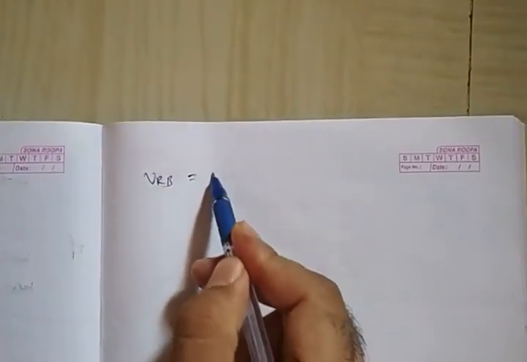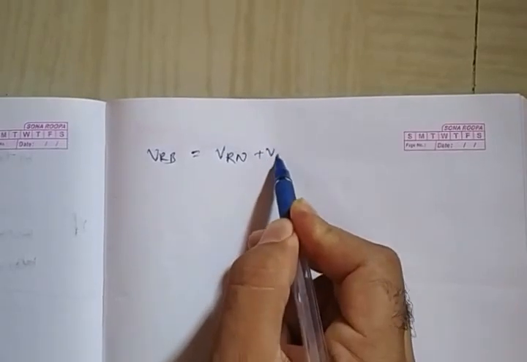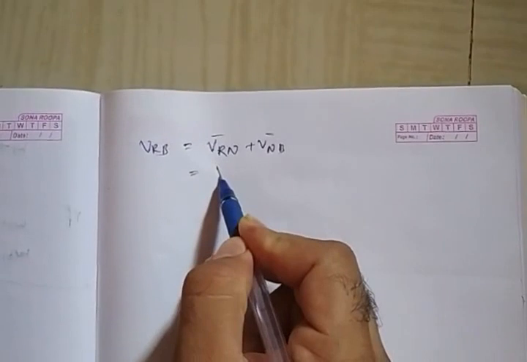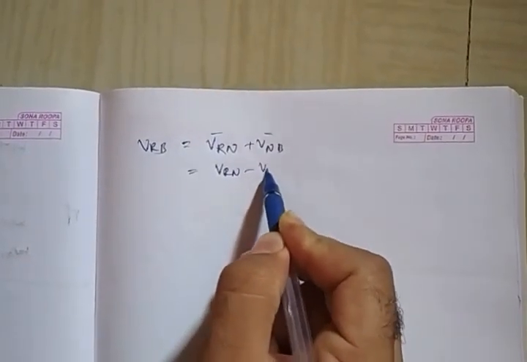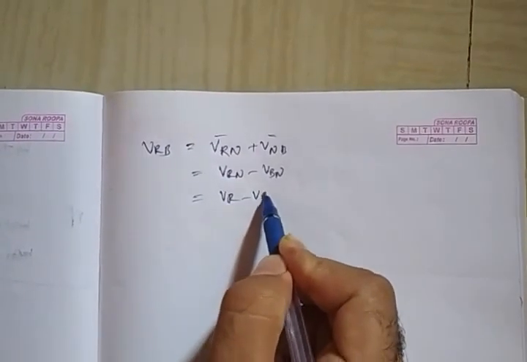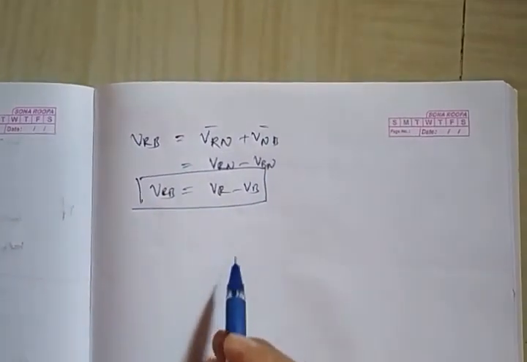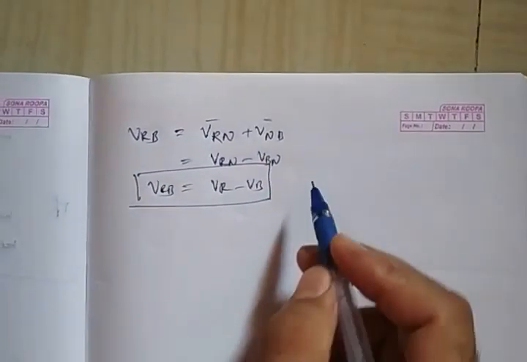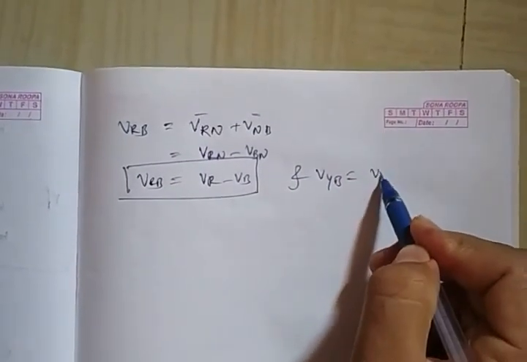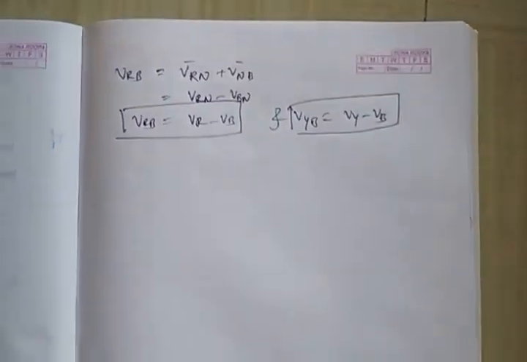So as you all know, VRB we can write as VRN plus VNB, or simply VRN minus VBN, or simply VR minus VB. VRB can be written as VR minus VB, which we already discussed in the derivation of the star connected system. And VYB I can write directly as VY minus VB. Let us draw the phasor diagram of this.